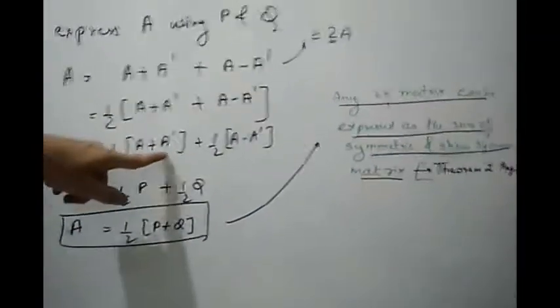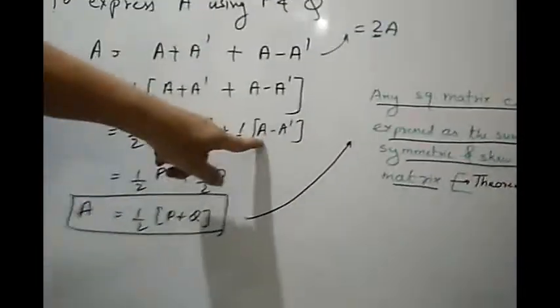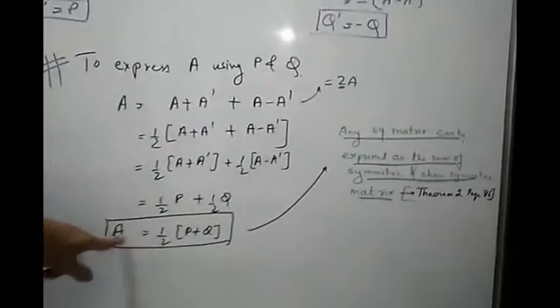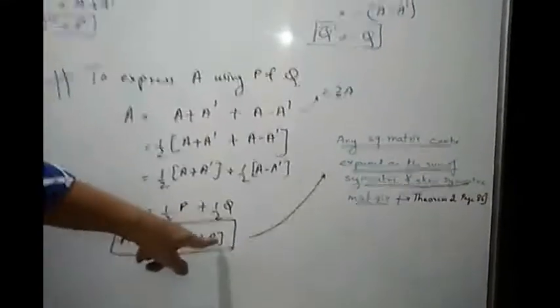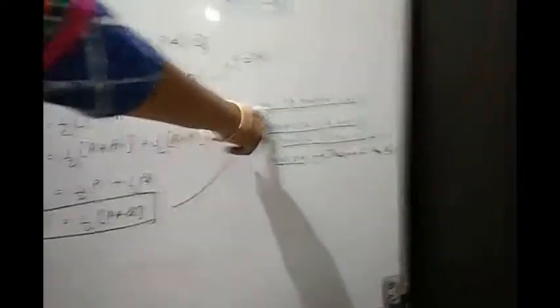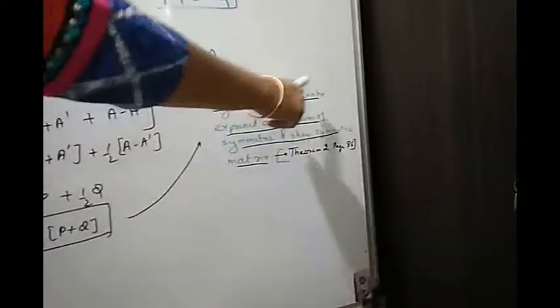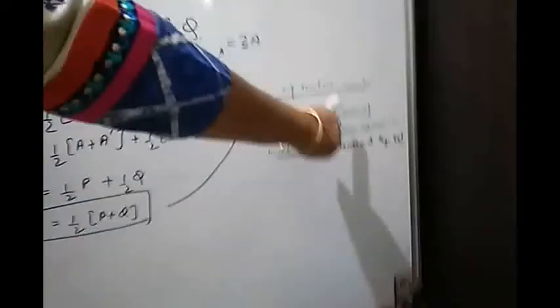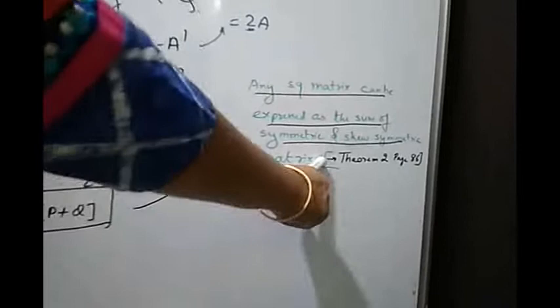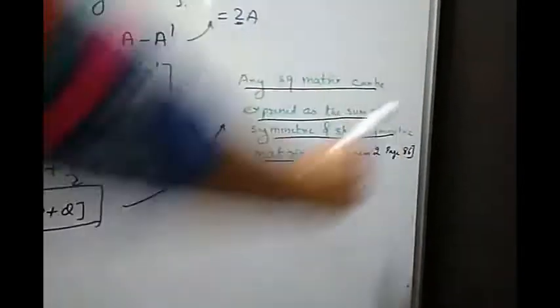Now, what is A plus A dash? It is P. A minus A dash is Q. Taking half common, we get A is equal to half of (P plus Q). That means from here we reach the conclusion that any square matrix can be expressed as the sum of a symmetric and a skew symmetric matrix. This is theorem 2, page 86.